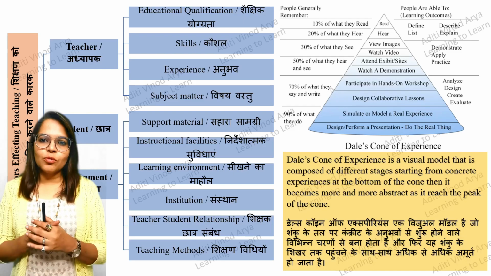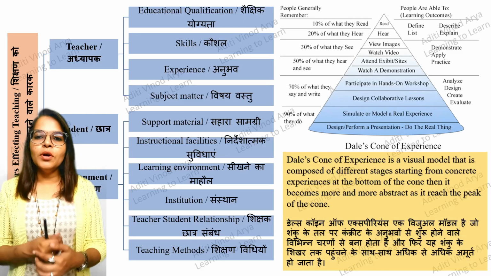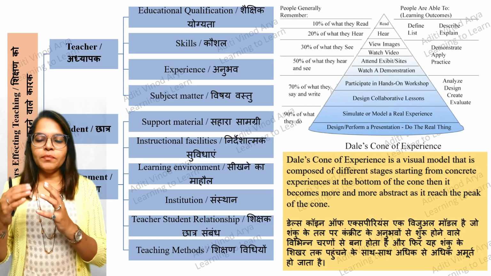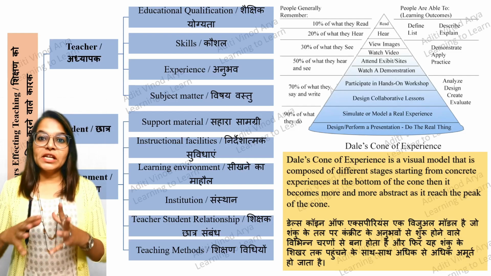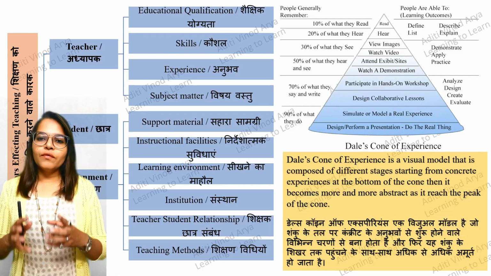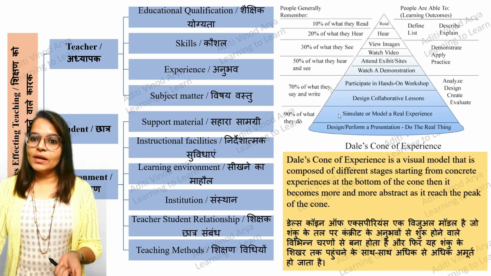So this is Dale's Cone model. It is based on a cone shape, which starts from, you can say, the least on the top and then goes to the bottom with the largest amount you can remember, where more and more senses are involved. So this was a simple explanation of Dale's Cone model.